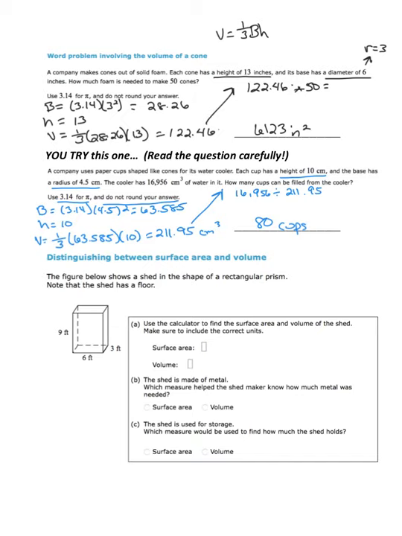We've got a shed in the shape of a rectangular prism, and the shed has a floor. And we have to say that because not all sheds do. So use a calculator to find the surface area and volume. So you need to know your formulas. Surface area equals, who remembers the formula? Okay, perimeter times height plus twice the base. The perimeter of the base.